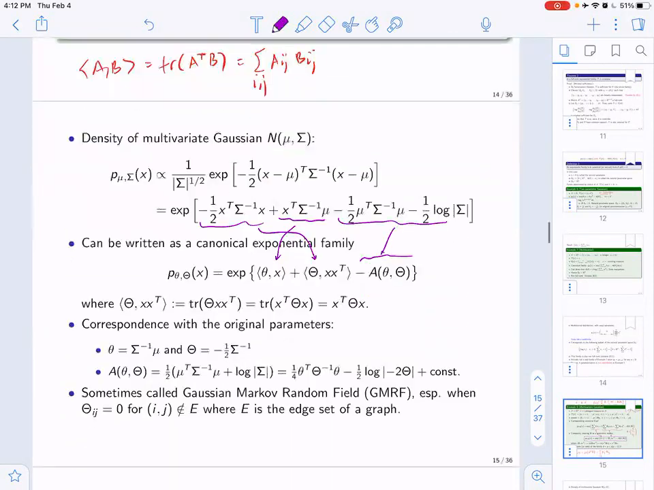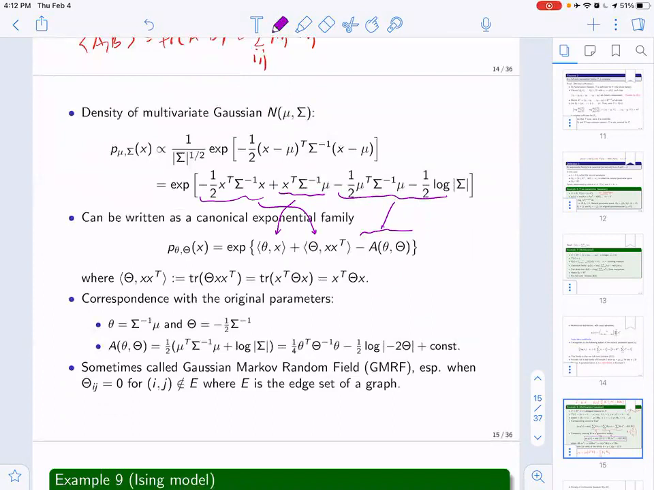By comparing, you can figure out what these parameters have to be in terms of the original parameters of the Gaussian. So theta would be something like that. This theta matrix would be related to the inverse of the covariance matrix, sigma inverse, which is called the precision matrix.